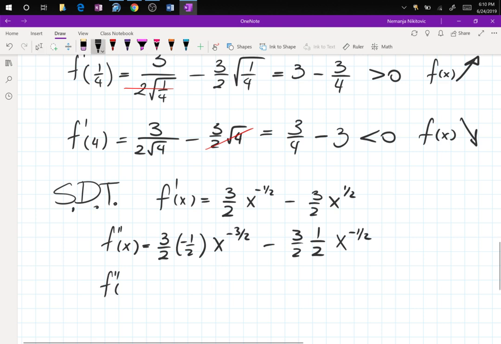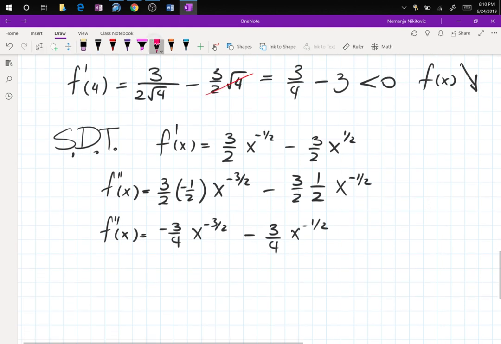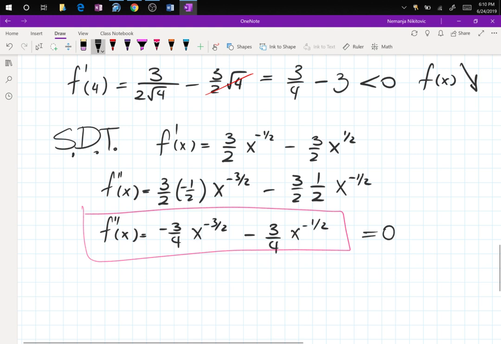So now the second derivative is negative 3/4 x to the negative 3/2 minus 3/4 x to the negative 1/2. So that's our second derivative. We set that equal to 0 to calculate inflection points. In a second derivative we have inflection points.